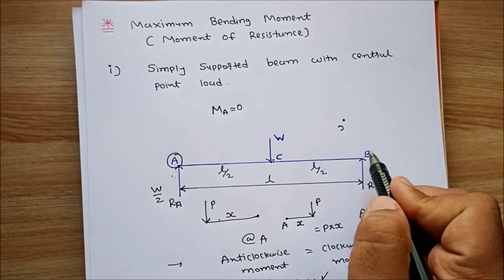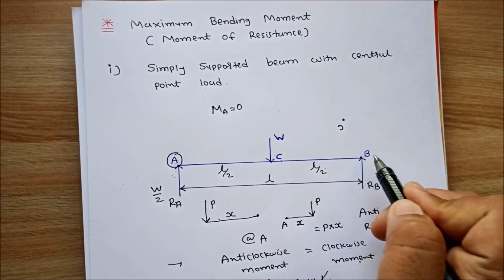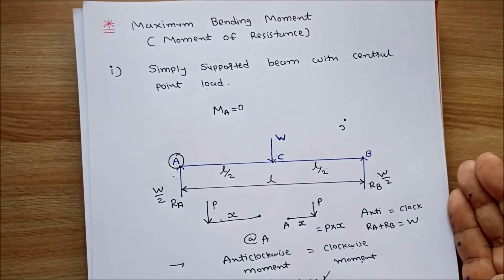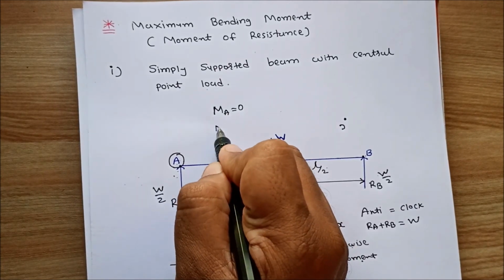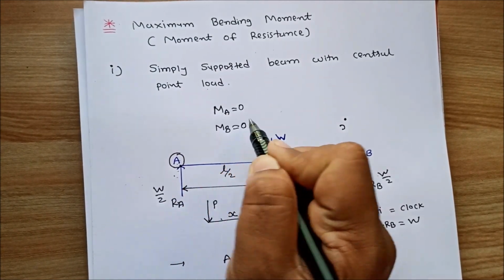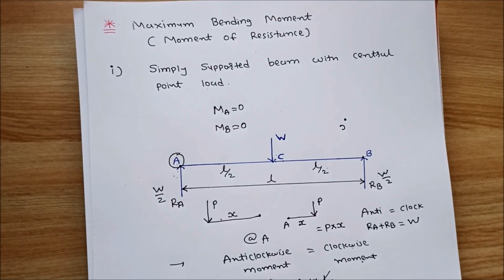Similarly, consider bending moment at point B. So there is no force on right side. So again bending moment at B is 0. Now we find bending moment at point C.